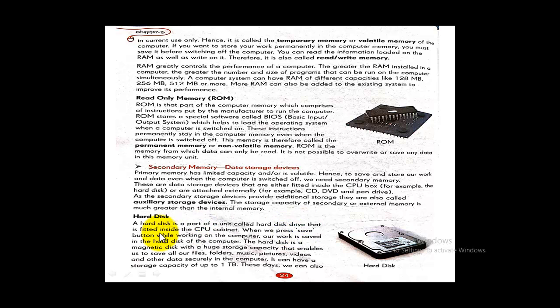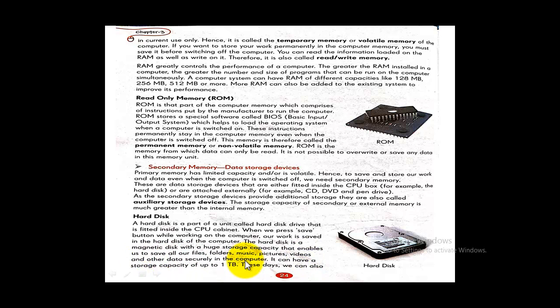The save button is pressed, and it is saved or stored inside this hard disk. The hard disk is a magnetic disk with a huge storage capacity that enables us to save all our files, folders, music, pictures, videos, and other data securely in the computer.